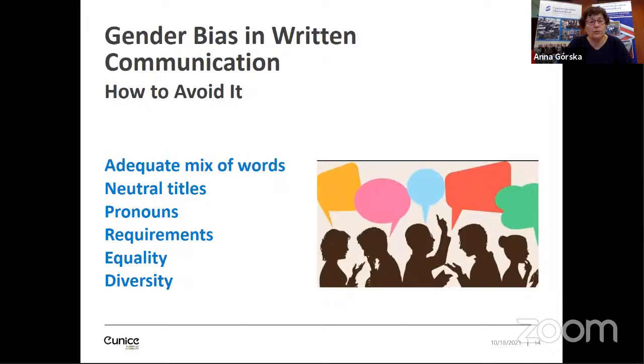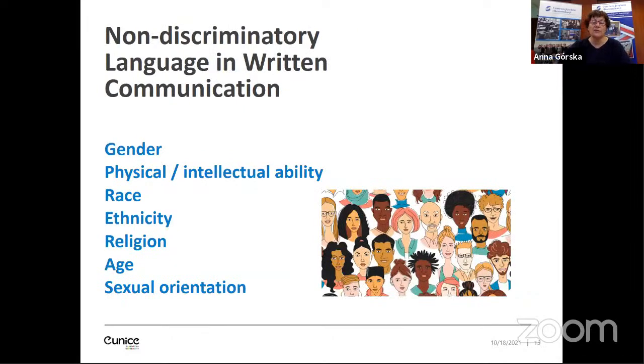when we want to eliminate or mitigate gender bias in written communication, we also try to address what we write at people who come from different backgrounds. But we can also use these recommendations not only in the recruitment process, but as general recommendations to use non-discriminatory language in written communication.